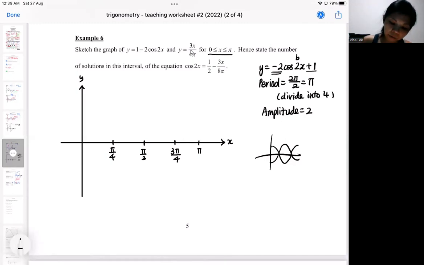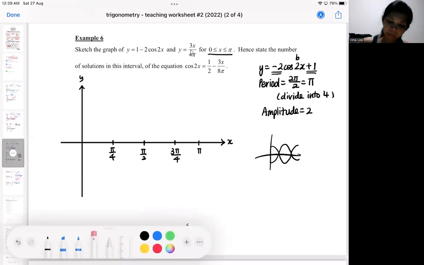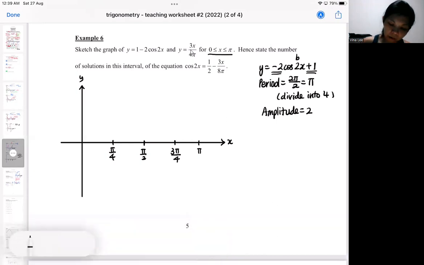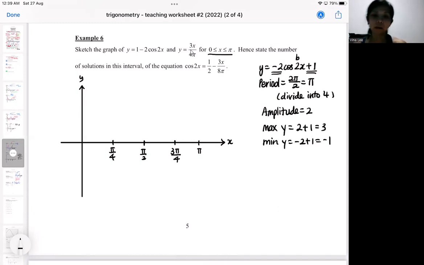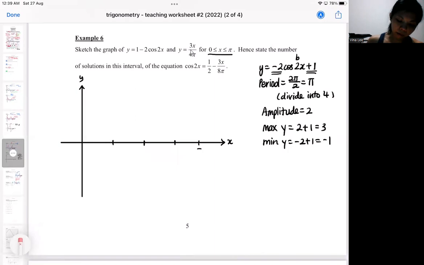And after that, there's a shifting of 1. In this case, you can find the maximum and minimum. The maximum y will be 2 plus 1, and the lowest y will be minus 2 plus 1. They do ask you for the maximum and minimum, and this helps you to plan your drawing. I have to write it smaller.